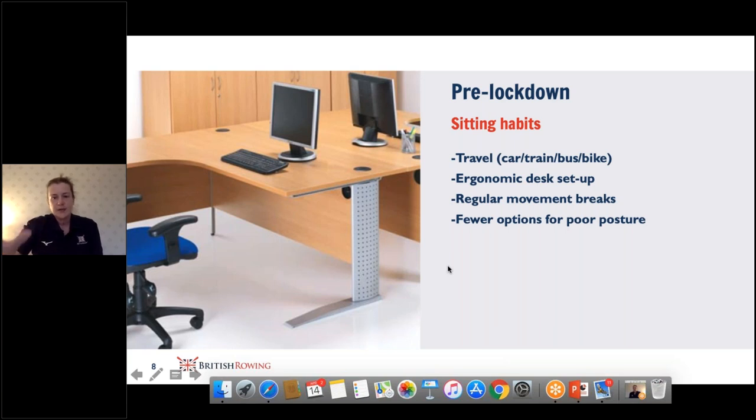Pre-lockdown, our sitting habits were primarily that we would have travel, taking the car, the train, bus, bike. We potentially have a good ergonomic desk setup in our office, if we work in an office, and regular movement breaks. Particularly for school pupils, as an example, they move between classrooms, and there were just fewer options for poor posture. So if we think about where we were, it might feel like a lifetime ago for some people, and where your athletes were, really what those changes have been in terms of how they sit and where they sit and what their sitting habits were.